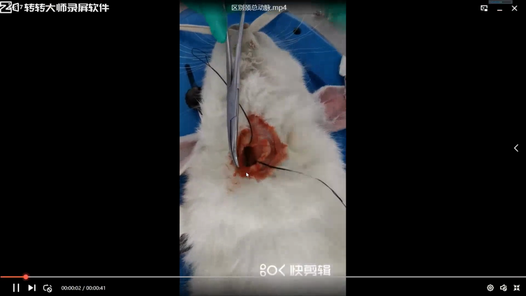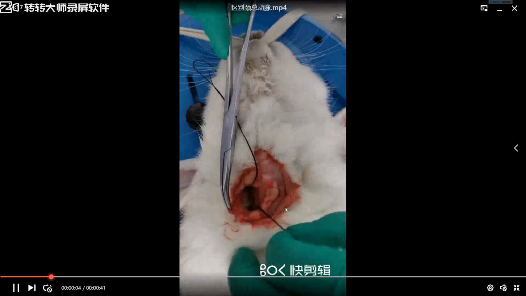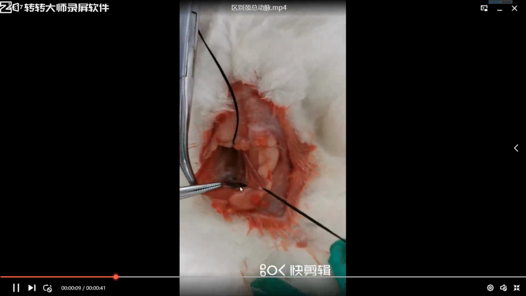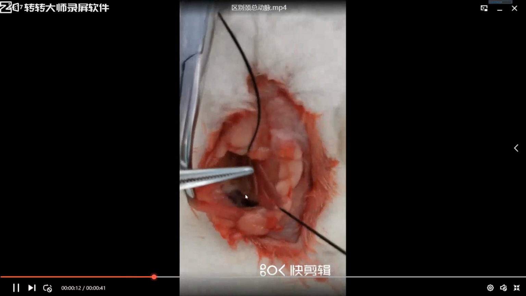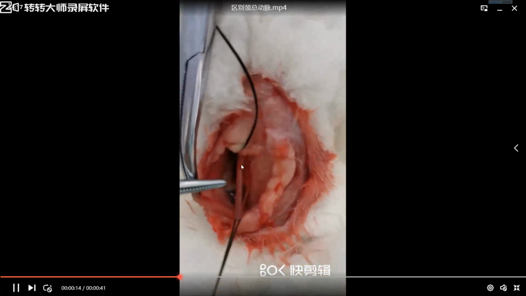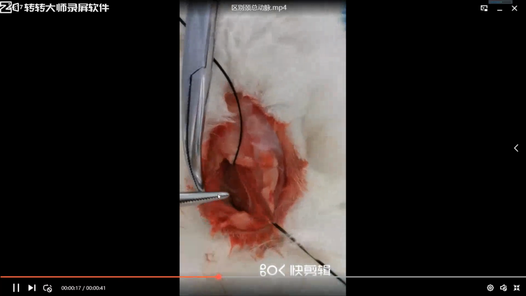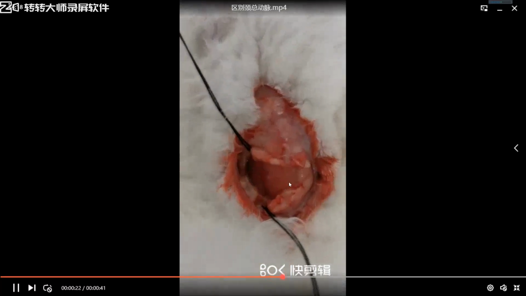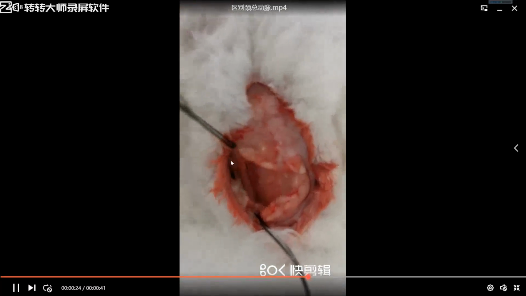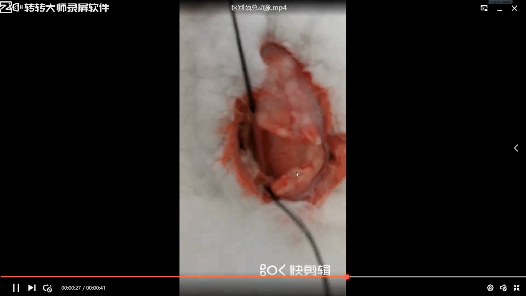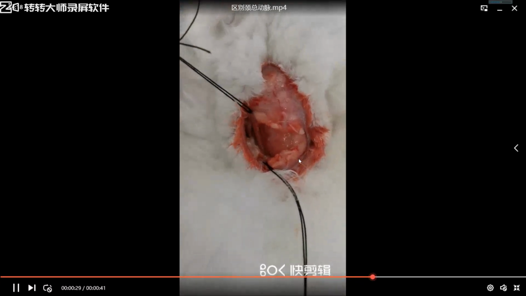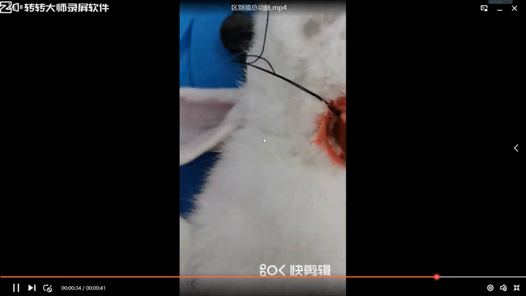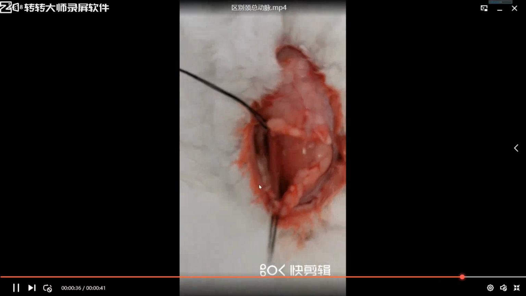Just now we watched the video. So here you must pay attention, look carefully. This is the vagus nerve. This is the carotid artery. And why must we confirm this vagus nerve? Because near the carotid artery, you can find a bigger vein. It is the carotid vein.